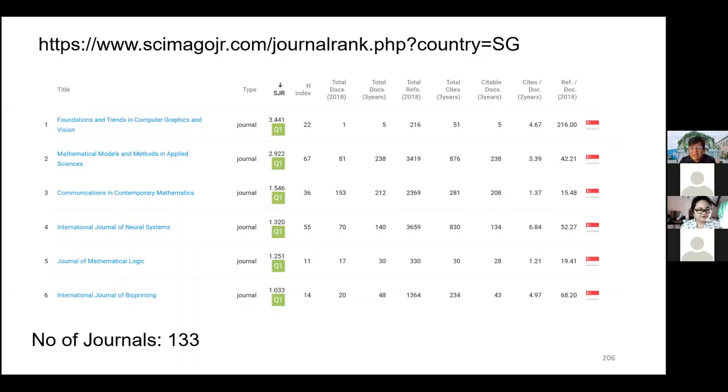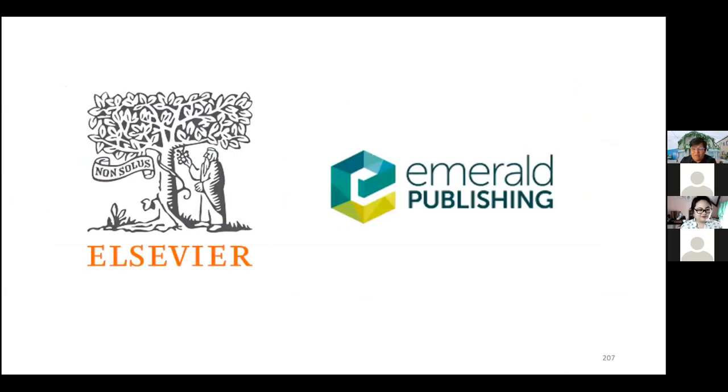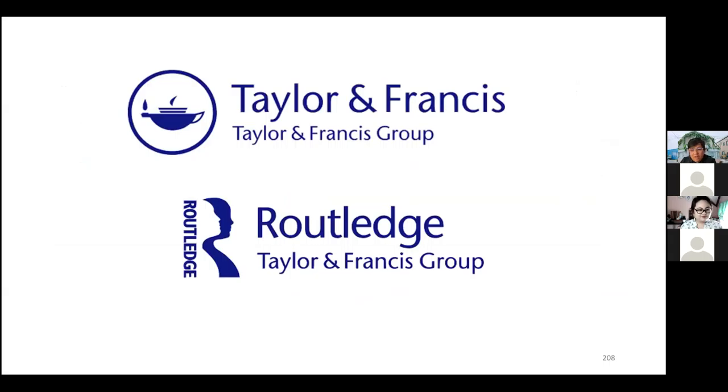So yun yung nasa ASEAN na currently mayroong journals na indexed sa Scopus. And of course, if you are looking for reputable journals, top journals, you can go to Elsevier, ang dami lang journal. Emerald Publishing, Taylor and Francis. Okay, this is sa Taylor and Francis, I think yung paper ko, it took almost a year bago nila i-accept.